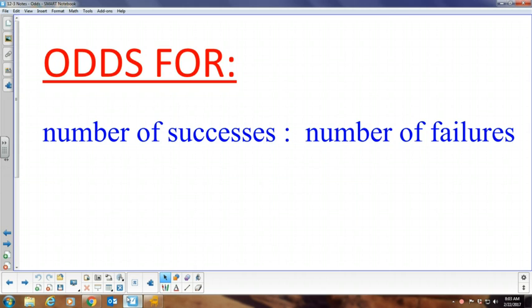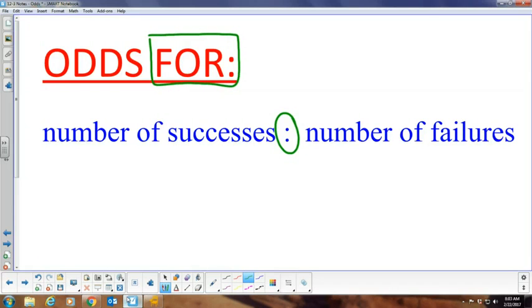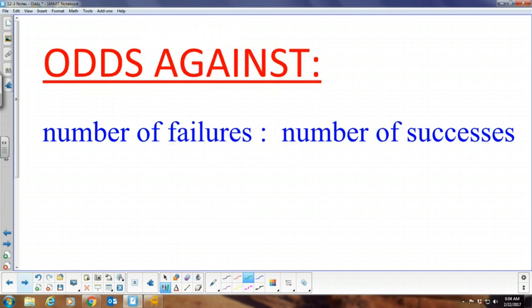So odds for is the number of successes to the number of failures. This symbol, this colon here, that's kind of your cue that they're giving you odds instead of probability. They're not using the fraction bar. So it's number of successes to number of failures. That's the odds for. The opposite of that would be the odds against. Odds against is the exact flip. So instead of saying successes to failures, we're going to say failures to successes.